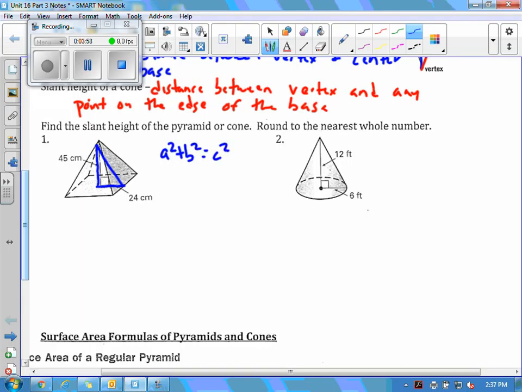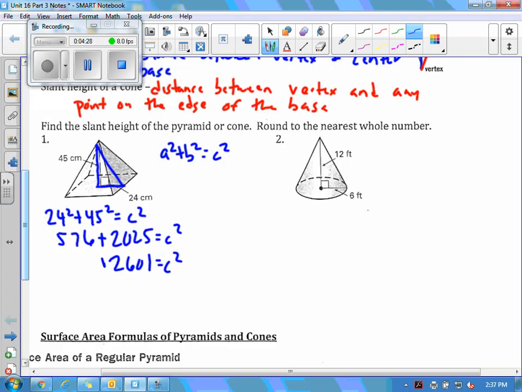It says find the slant height, round to the nearest whole number. For our square pyramid over here on the left, our slant height would be 24 squared plus 45 squared equals c squared. We're looking for the hypotenuse as the slant height. 24 squared is 576. 45 squared is 2025. I add those together, I get 2601 equals c squared. Then if I take the square root of both sides, I get c equals 51. So my slant height is 51 centimeters.